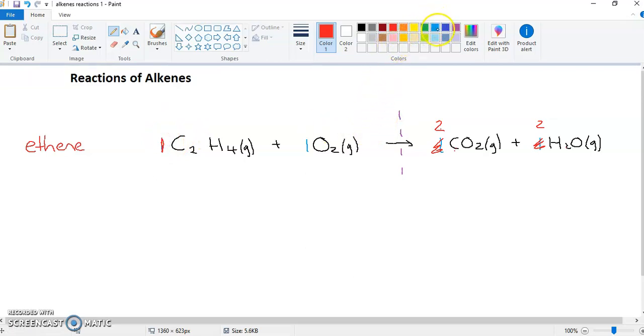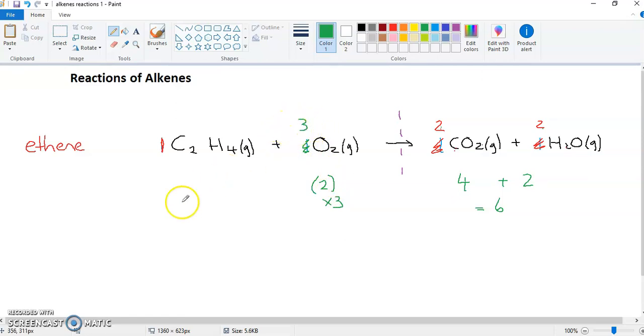Now we do the oxygens. This is always the tricky part with these combustion reactions. I've got 2 on this side, and that 2 is in a single molecule. So I can't just add 1 oxygen. I have to add lots of 2 over here. Now on this side, I've got 2 times 2 is 4, and 2 times 1 is 2, which gives me a total of 6 on this side. I need to turn this side into a 6, so I times that by 3, and that's how I get a 3 there. So that one's done, no worries.